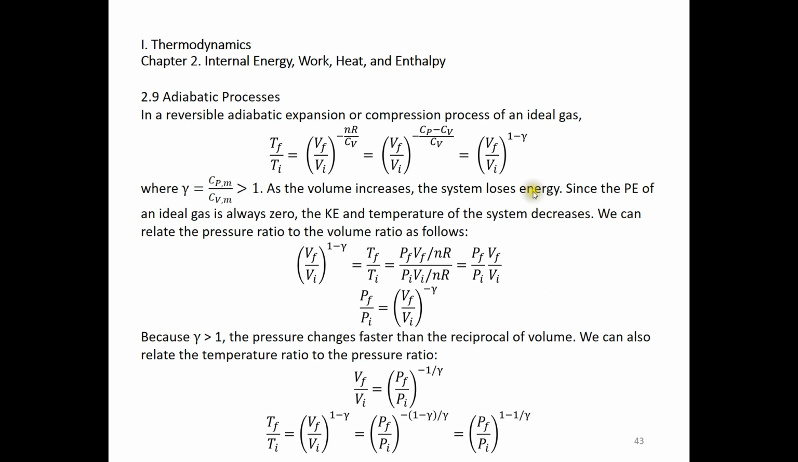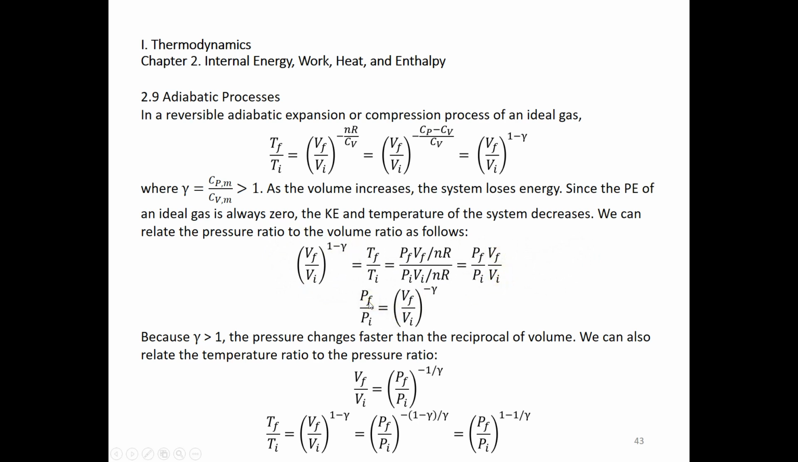We can also compute the pressure ratio. How do we do this? Well, we go from here, the ratio between V final and V initial to the power of 1 minus gamma is equal to T final over T initial, right? And the temperature is simply PV over nR. So T final is P final, V final over nR. T initial is P initial, V initial over nR. And we can cancel nR and nR, and we have P final, V final on top, P initial, V initial on the bottom. And somehow we can just move this V final over V initial to the left hand side. For example, we can divide both sides by V final and multiply both sides by V initial.